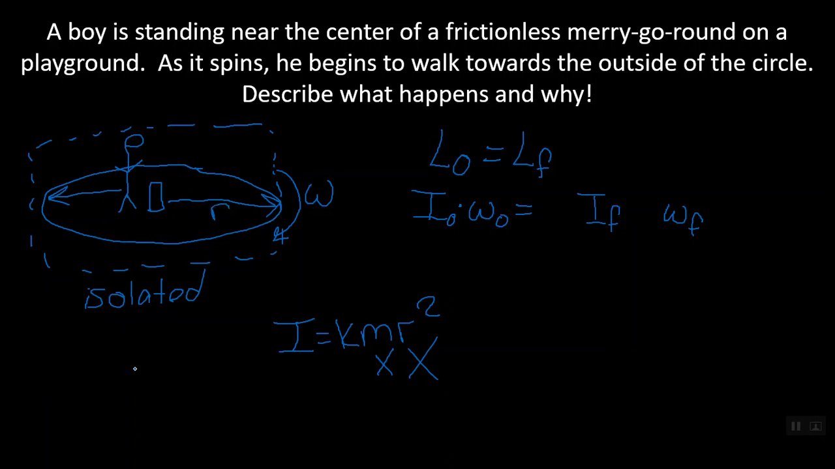But what is changing is the mass distribution. Notice a lot of the mass of this boy, as he walks towards the outside, he is moving the mass further away from the axis of rotation, which is going to be right in the center. So for the moment of inertia, what we are changing is this K value. We are increasing it because the mass is moving further away from the axis of rotation. As we increase our moment of inertia, that means this merry-go-round is going to spin slower. It is going to slow down in order to conserve angular momentum.